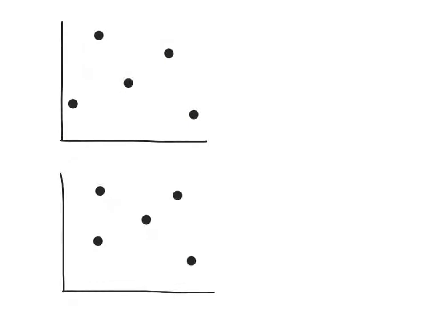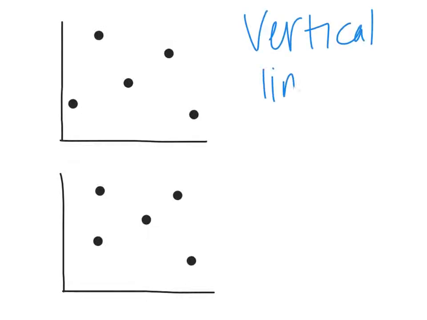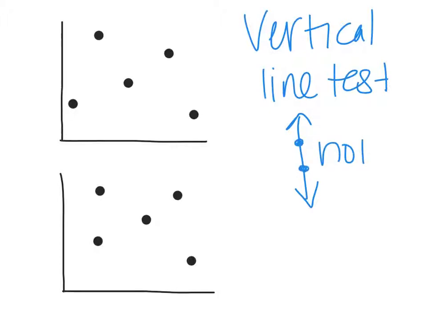When I look at a graph, I am doing what's called the vertical line test. The vertical line test says that I draw a vertical line like this, and if it touches the graph more than once, so if it touches the graph in two different places, it's not a function. If I draw the vertical line and it only touches the graph one time, it is a function.